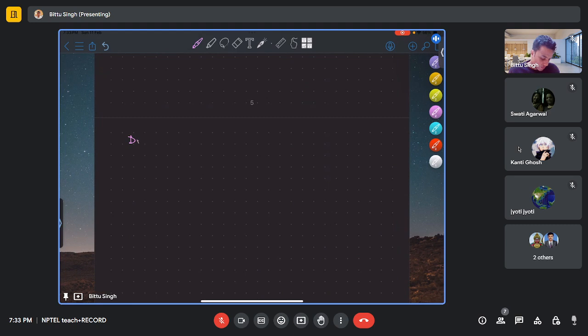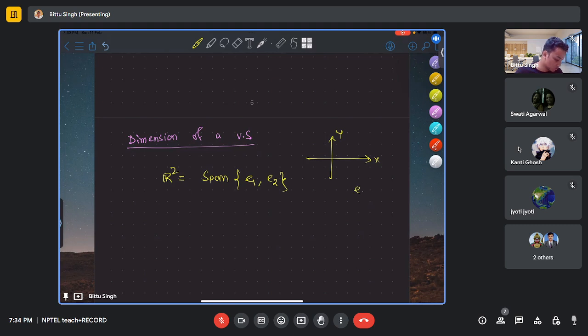We can define the dimension of a vector space. What does this mean? It comes from geometry. If you see R2, you can span the whole R2 by the x-axis and y-axis. In mathematical terms, you can write R2 as the linear span of a basis, that is E1, E2. E1 means (1, 0), and E2 means (0, 1).